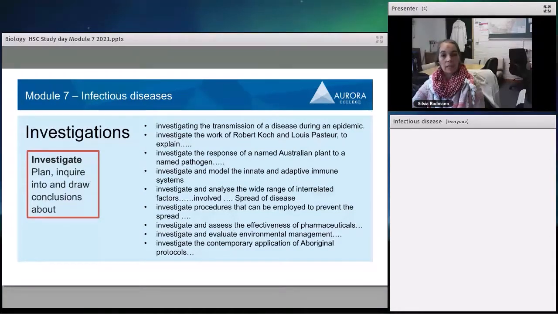Investigate transmission of disease. Investigate the work of Robert Koch and Pasteur. Investigate the response of a named Australian plant to a named pathogen. So for each of these, you should have a summary focused on this verb. Make sense? A lot of work.